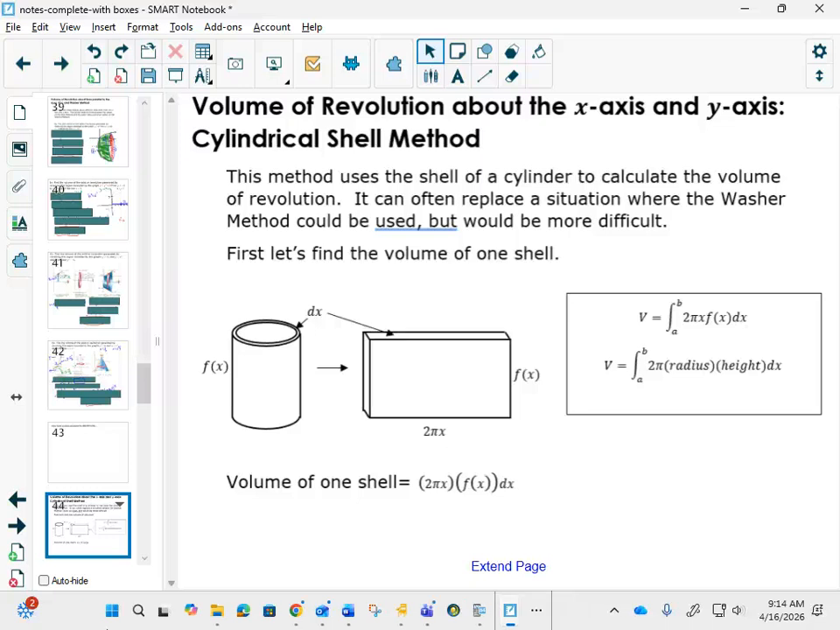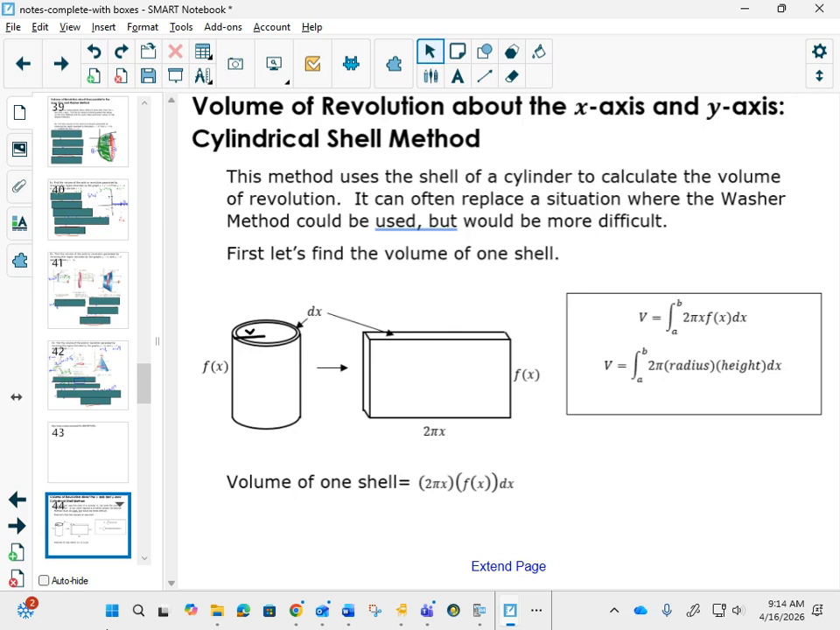Ready to go to the small ID. Okay, so here is one small cylinder. It's got a height of f of x. It's got a radius of x. And it's got a tiny thickness that's so small, it's just a tiny little change, which is our dx.